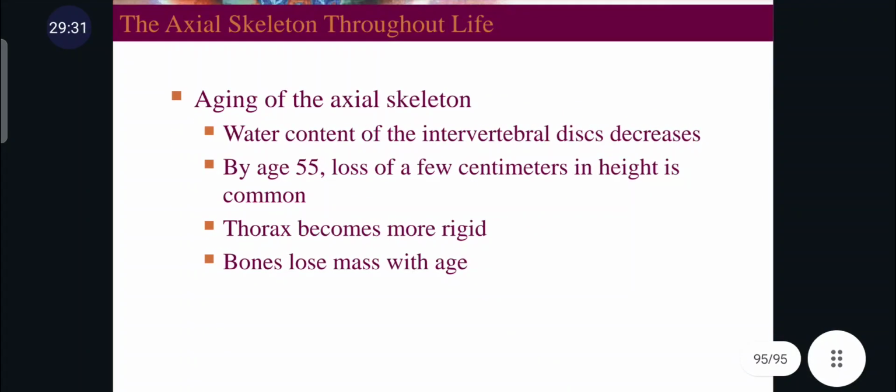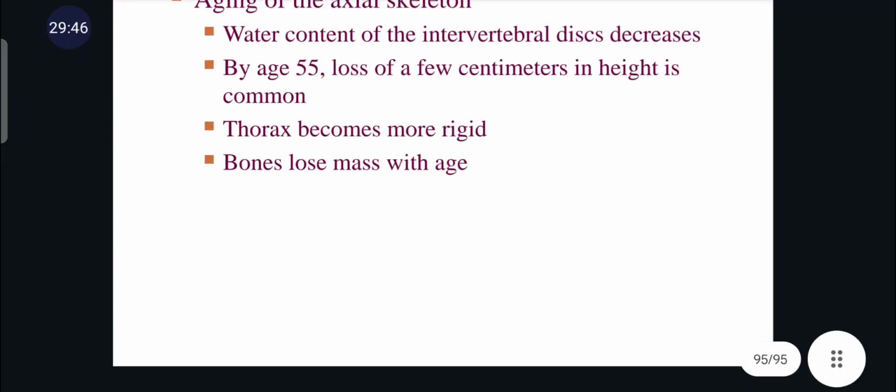Aging of the axial skeleton: the water content of the intervertebral discs decreases after the age of 55. Loss of a few centimeters of height is common. The thorax becomes rigid. Bones lose mass with age.